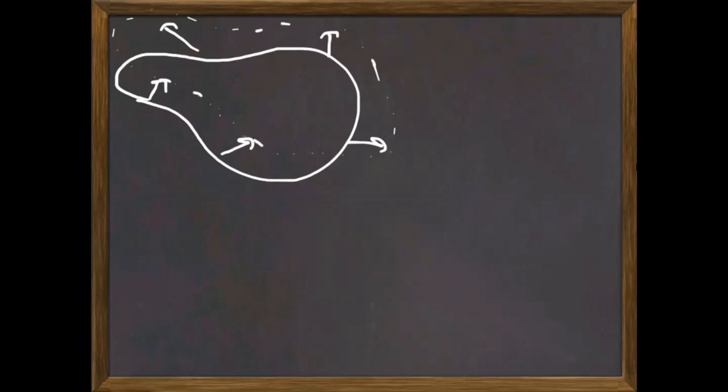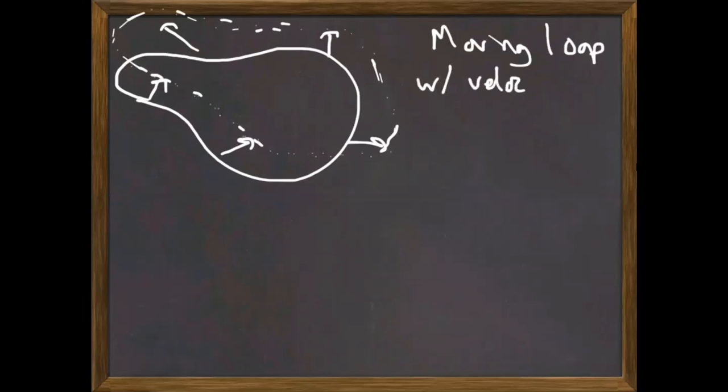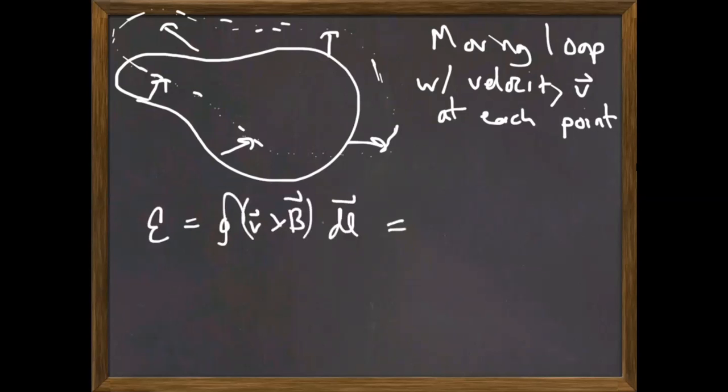A little bit later in time, the dotted loop there is what it's going to look like. It's stretched a little bit, it's moved a little bit. And we've got a velocity vector v at each point. So what's our EMF? Our EMF is a closed loop integral of v cross B dot dl. v cross B is the magnetic force per unit charge.